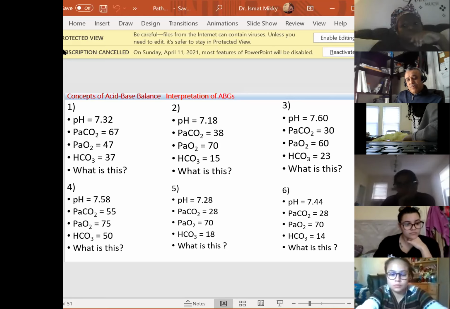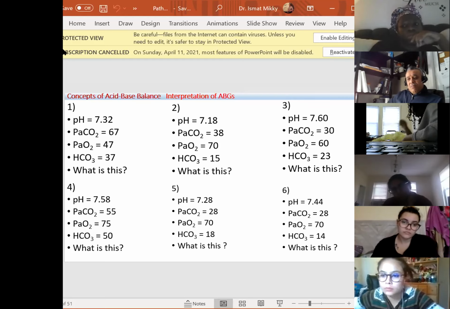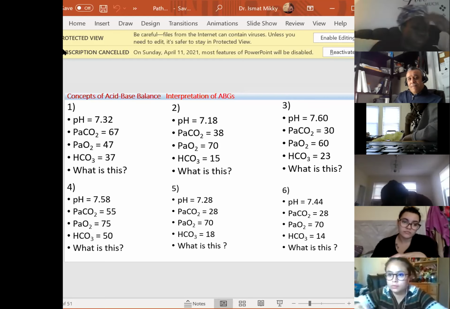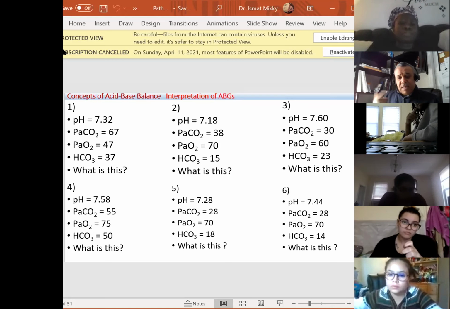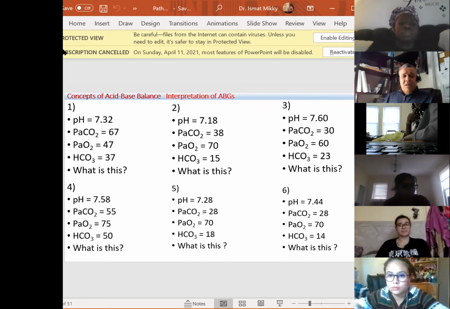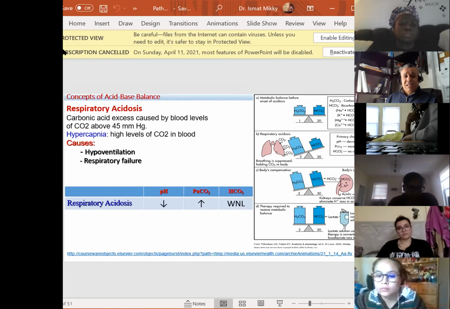Focus on the bicarb. Is there any compensation in this scenario? No compensation, because the patient's bicarb is within range, right? 23. Yeah, you see, this requires a lot of practice with the ABGs to understand the concepts behind it.